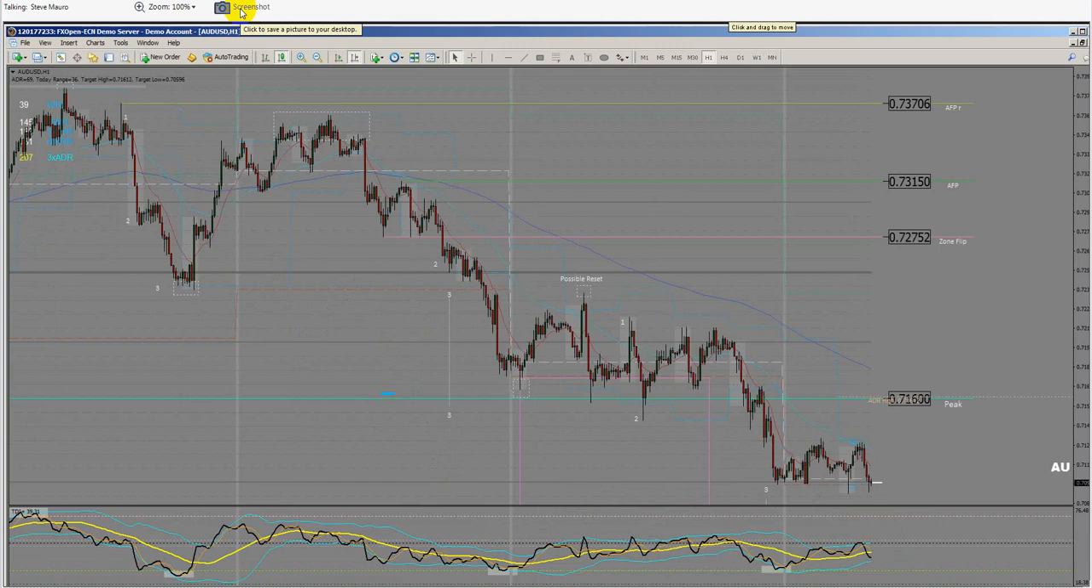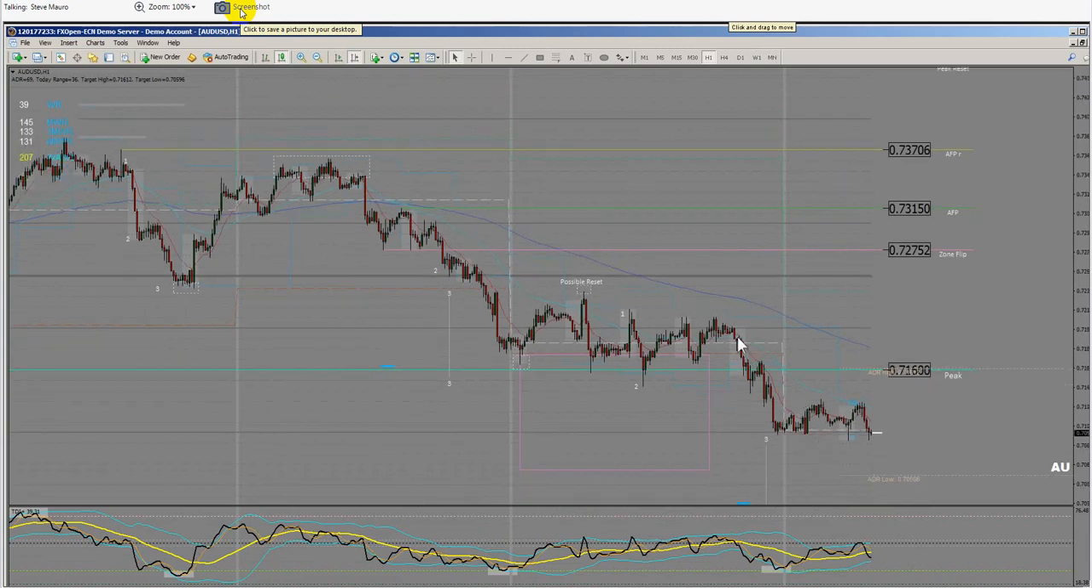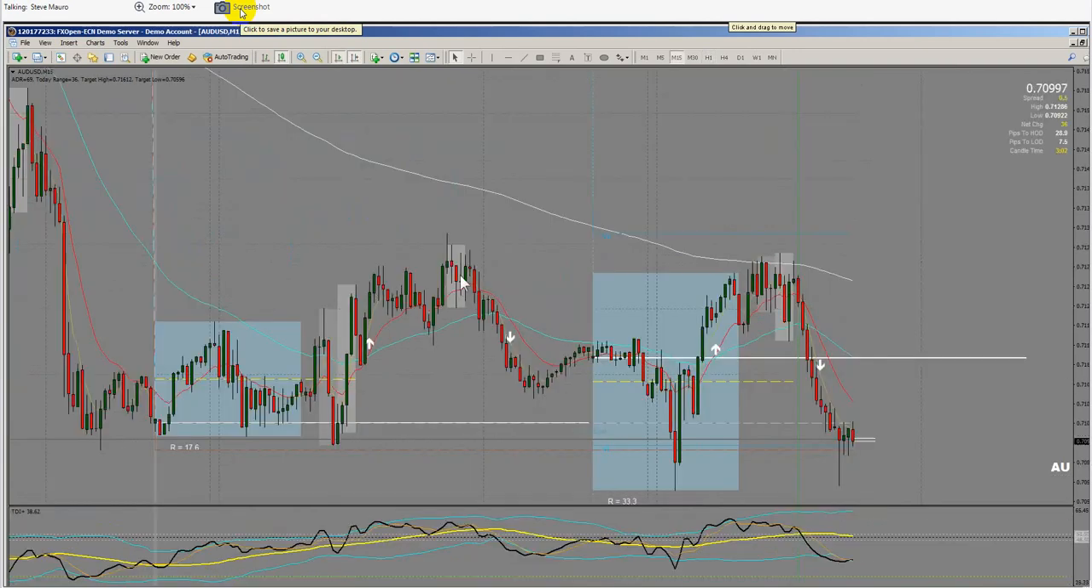So what do we see here? Starting to get into level 3. We've had a series of resets to the downside. We were all over this last week. And come to the 15-minute chart, and lo and behold, we see a variation of the drawing that I just showed you. Right?